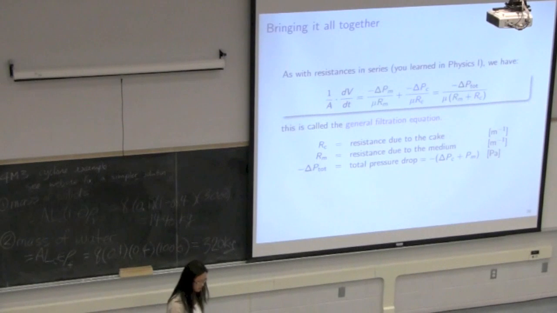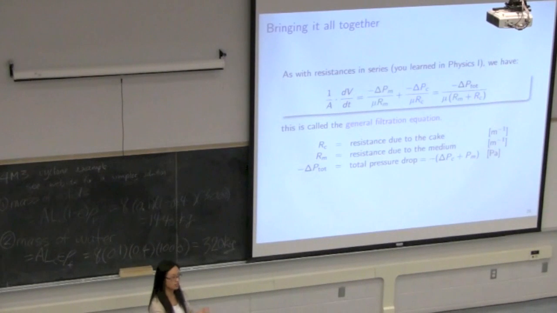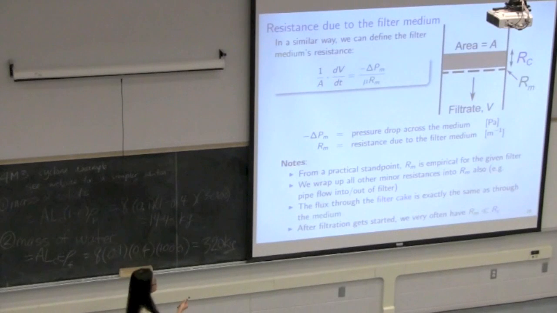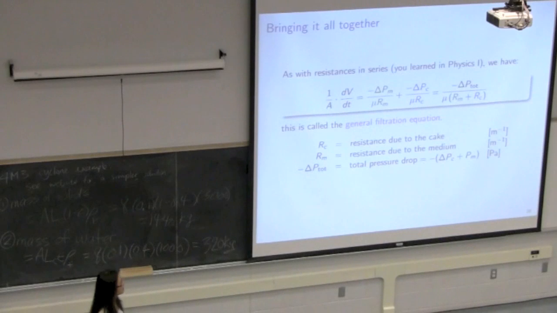Okay, so now that we've finished talking about the medium resistance, we can put everything together to get our overall equation for the filtration system. So, actually looking back at this diagram here, we know that the Rc and the Rm are set up in series. So from basic physics, we know that the total resistance is just the sum of those individual ones. So we have here our total pressure drop, which is the total pressure drop through the cake and the medium. And then you've got the total resistance, which is Rm plus Rc.